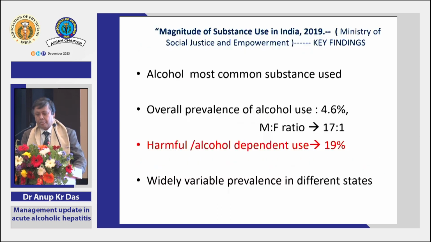Now, this is the report from the government of India. The key findings were that alcohol is the most common substance abused or used. Overall prevalence of alcohol use was 4.6% in India, male to female ratio being 17:1, and harmful and dependent use was almost 20%.